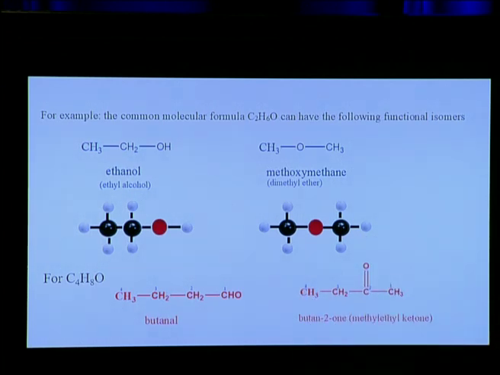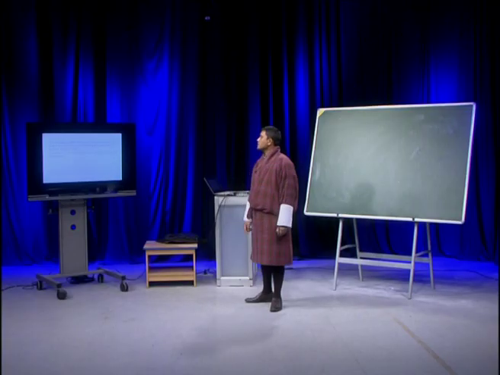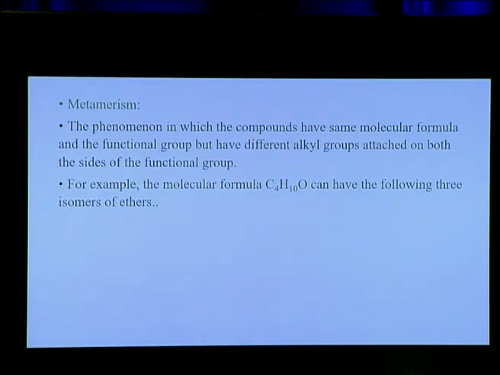Methyl-ethyl ketone. Now, next, let us look at what metamerism is, another type of structural isomerism. It is the phenomenon in which compounds have the same molecular formula and the same functional group, but they differ in terms of the alkyl groups attached to both sides of the functional group.